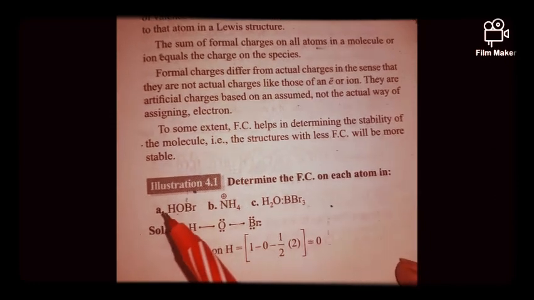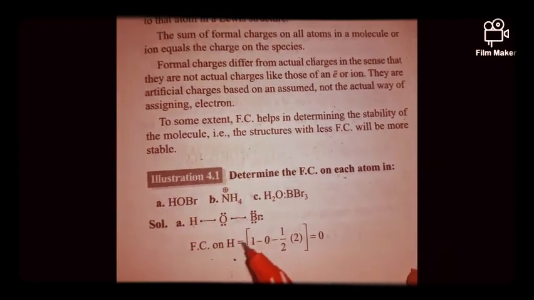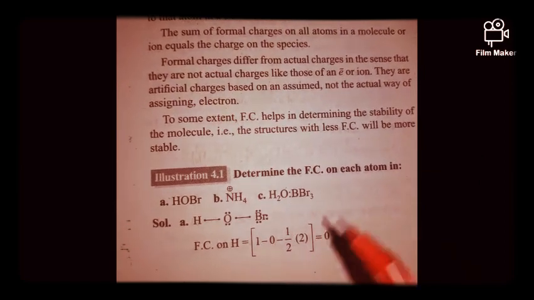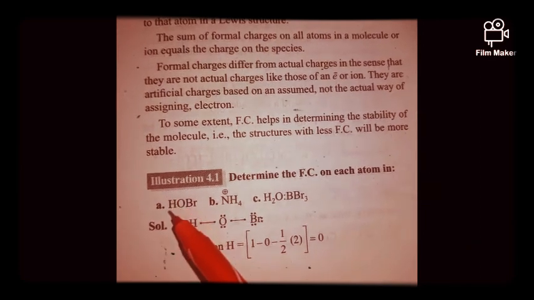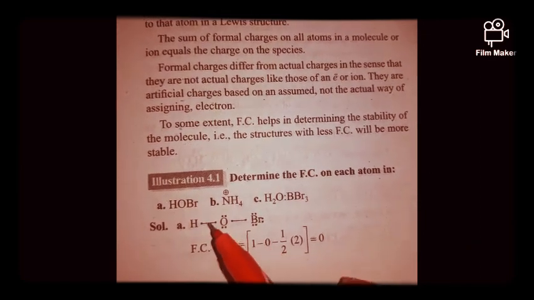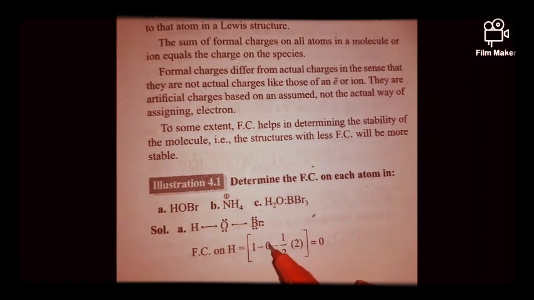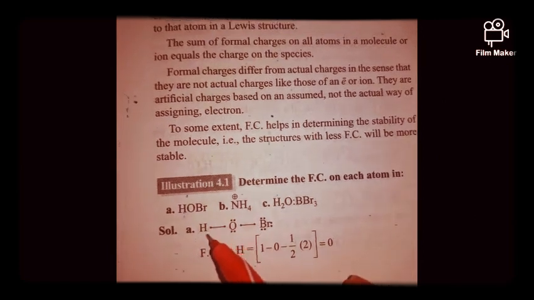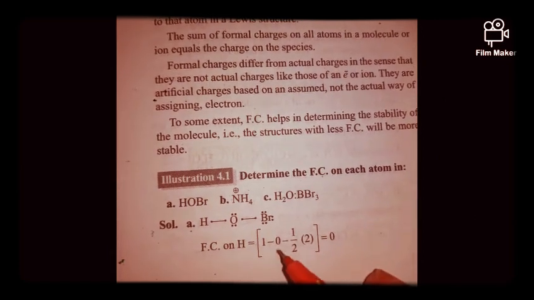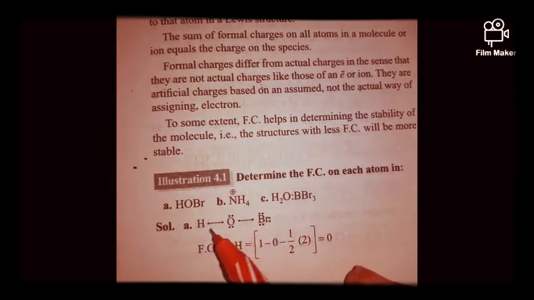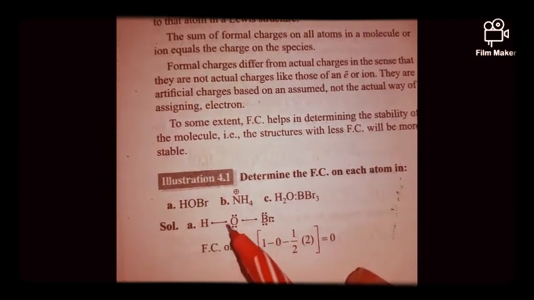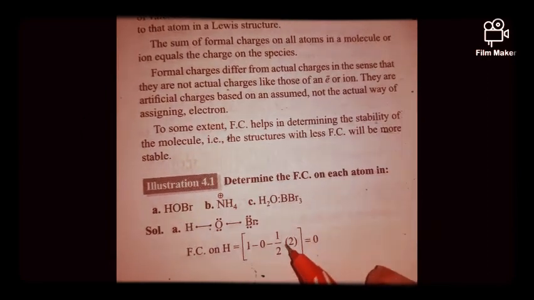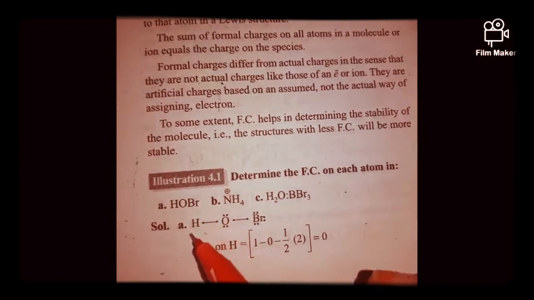Now let's find the formal charge for H. What is our formula, friends? Group number minus unshared electrons minus half into shared electrons. Hydrogen belongs to the first group, no? So 1 minus. Next, unshared electrons, the electrons which are not involved in sharing. On the hydrogen unshared electrons are absent, so 0, minus half into the number of shared electrons. Here one bond means 2 electrons, so 2 electrons are involved in sharing. The 2 cancel, 1 minus 1 is 0, so the formal charge on hydrogen is 0.